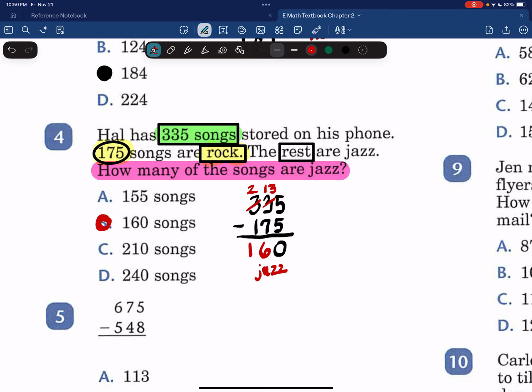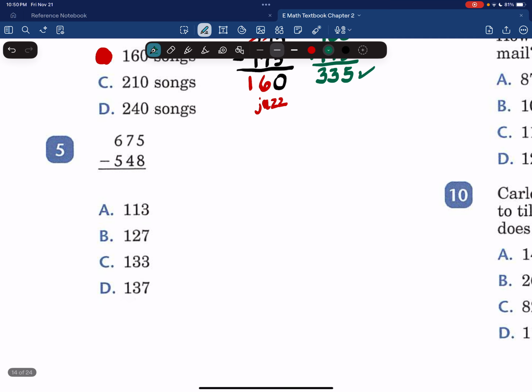I do want to check this one because it's good practice. So I take my answer, the middle number, and I add those. And if I've done the math right, I will get 335, and I did. So that one checks out. We know it's correct.